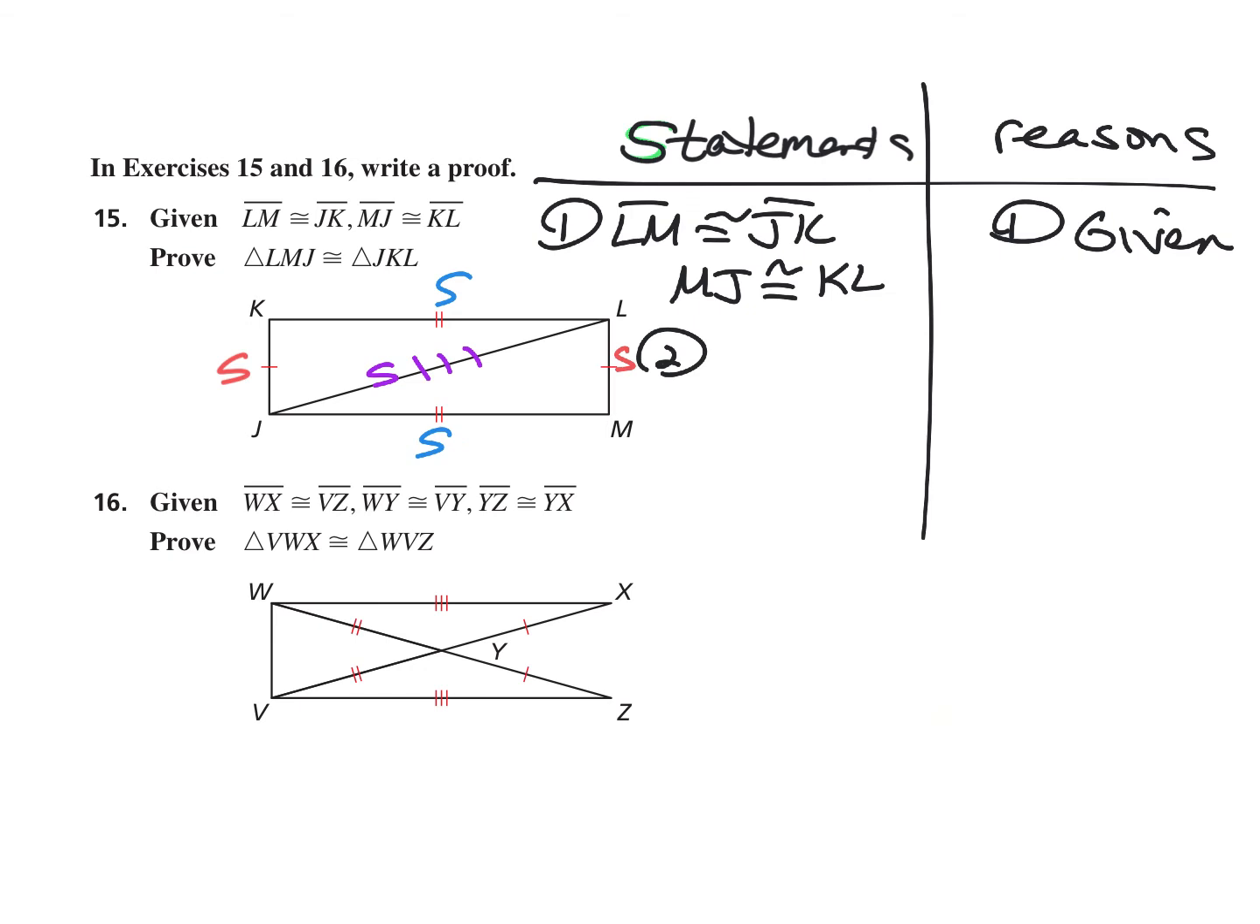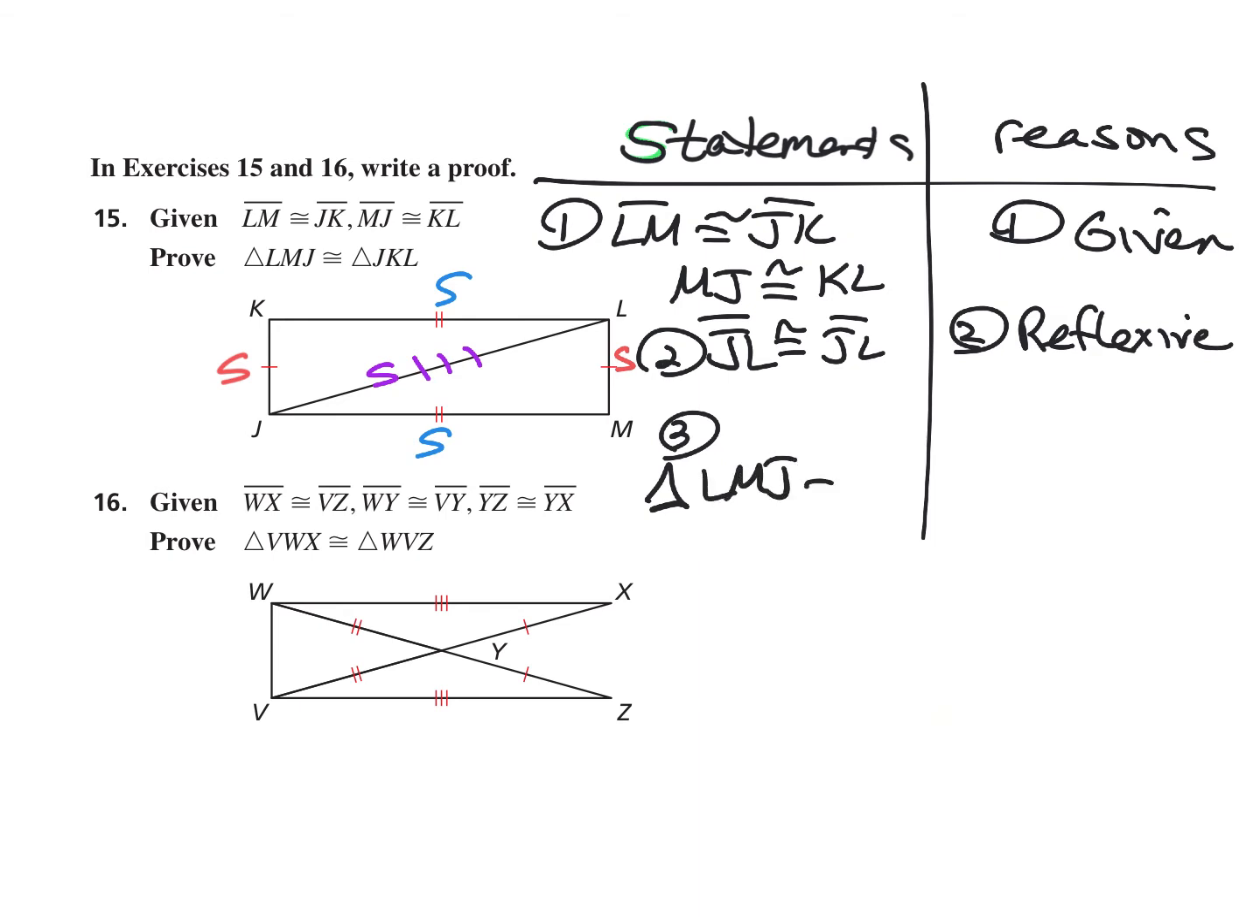So I'm going to bring in the reflexive and say that JL is congruent to JL. You could also call it LJ, doesn't matter. This is reflexive. And then now my next statement is that triangle LMJ is congruent to triangle JKL. And the reason now is side, side, side. Pretty good there.